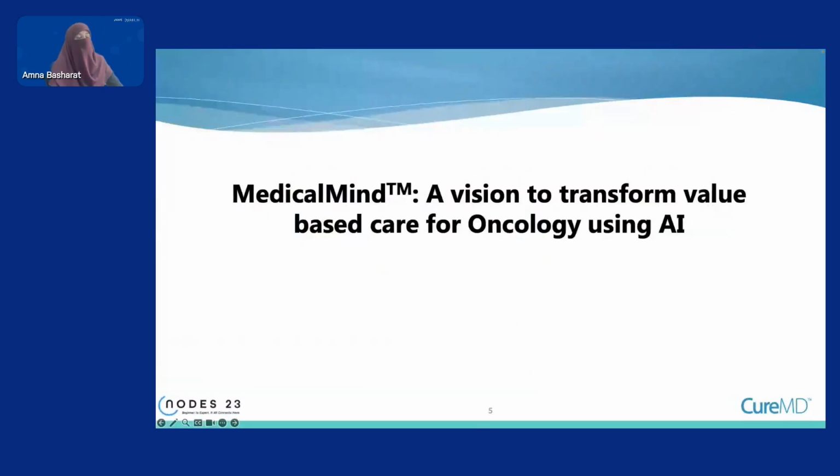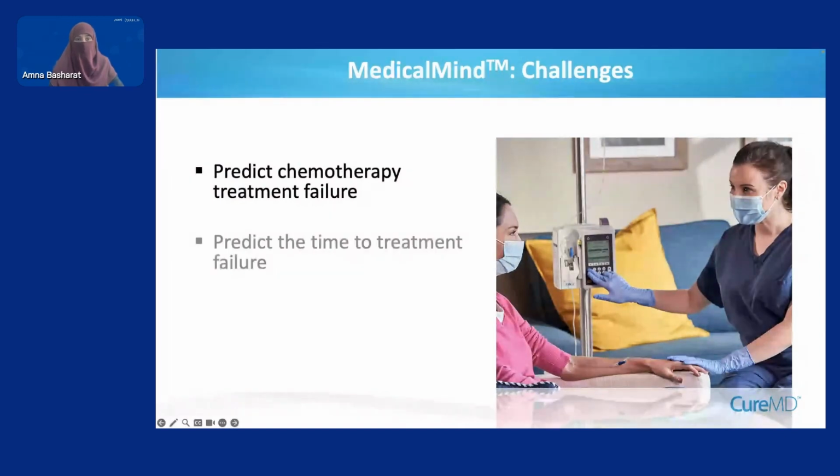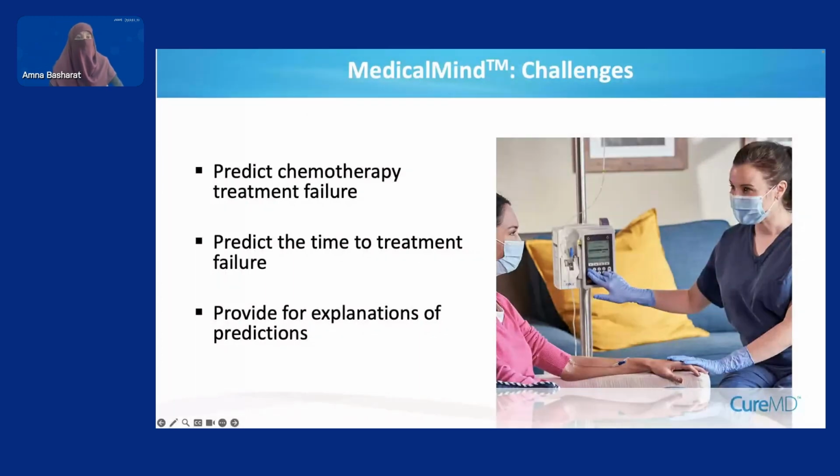So Medical Mind is a product of CureMD with the vision to transform value-based care, in particular for oncology using AI. So the challenge that Medical Mind set out to achieve was to be able to predict chemotherapy treatment failure, predict the time to treatment failure, and then assist oncologists and clinicians in being able to make better decisions, provide better value-based care, and also be able to provide explanations for those predictions.